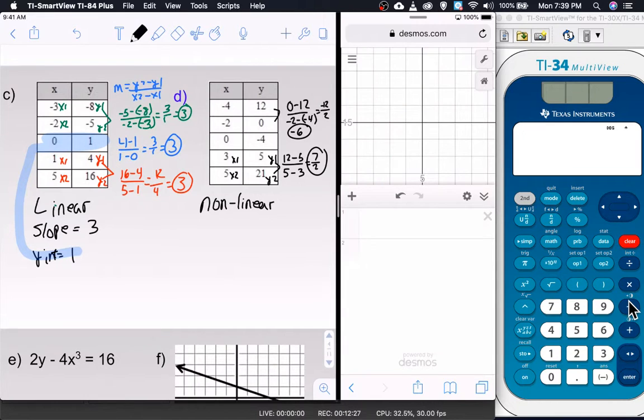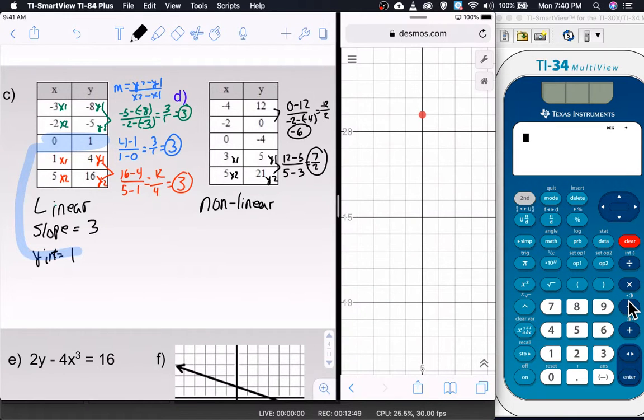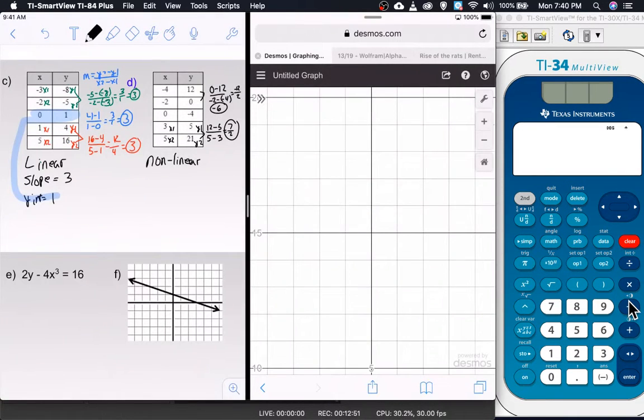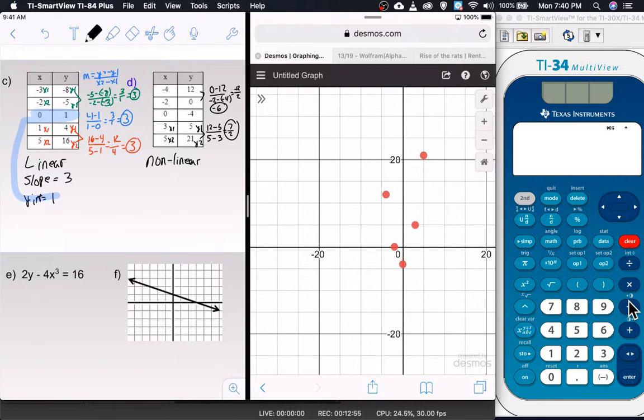So I don't have to flip back and forth between screens, I can add a table in here. I can put in -4 and -2 and 0 and 3 and 5, and scrolling up, 12 and 0 and -4 and 5. Finally, that's a 21. All right, and then we'll make the Desmos side a little bigger. Hey, look at that. It's not linear. They're kind of all over the place.